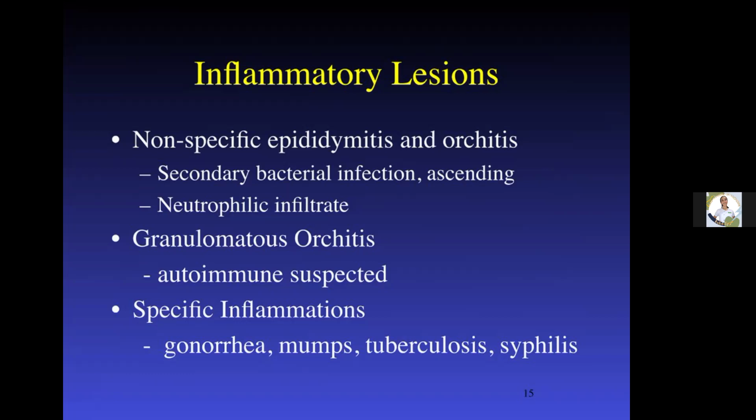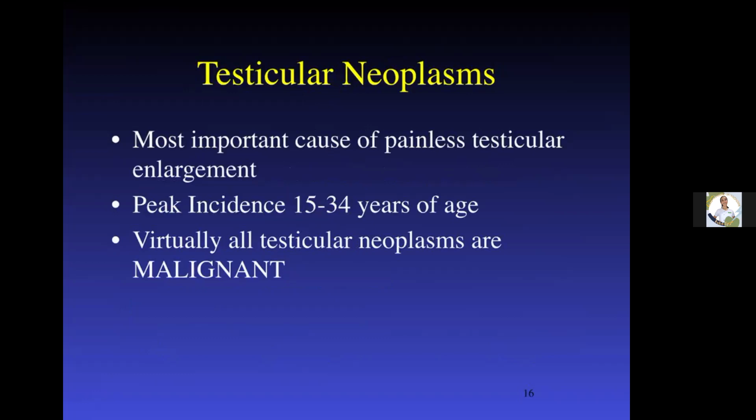Under the microscope, you can see granulomas just like the granulomatous inflammation seen in other areas of the body, wherein you can have epithelioid histiocytes and some multinucleated Langhans giant cells. Specific inflammations caused by gonorrhea, mumps, tuberculosis, and syphilis can also be seen. So let's go now to testicular neoplasms or testicular tumors.